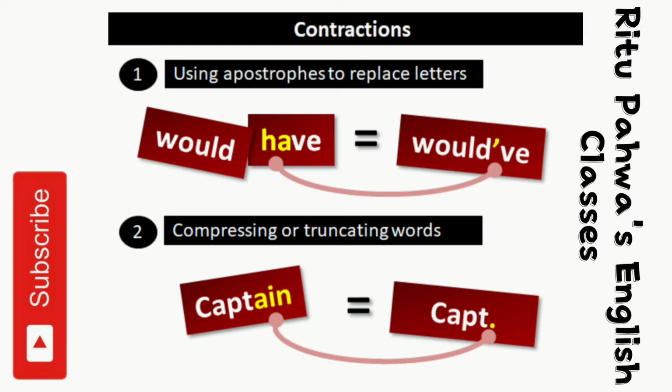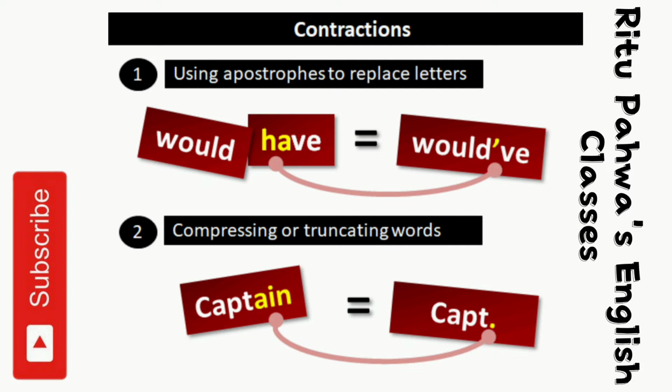First example is would have. WOULD would, HAVE have. इसे हमें अगर contraction form में change करना है then some letters would be disappeared and instead of the letters we will use the apostrophe, like WOULD apostrophe VE and it would become would have.